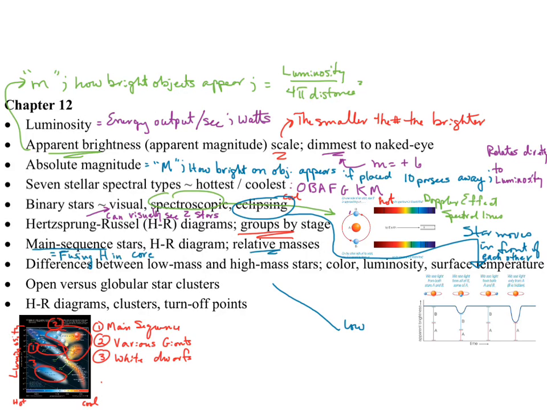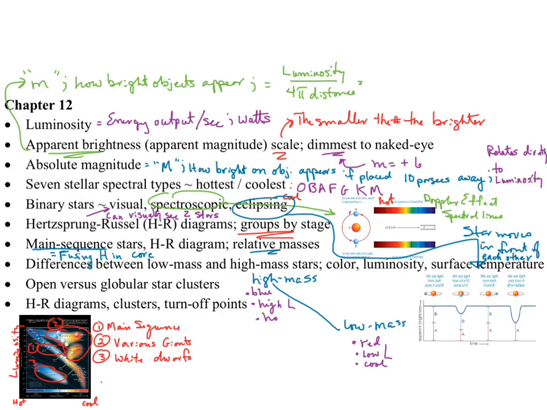Main sequence stars are stars that are fusing hydrogen to form helium in their cores. And here I just have an excerpt. This diagonal line over here, basically, that's our main sequence stars. They're high mass and low mass: high mass at the upper left-hand corner, low mass at the lower right-hand corner.